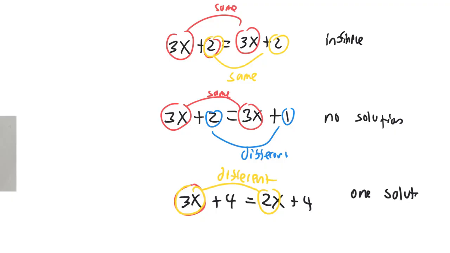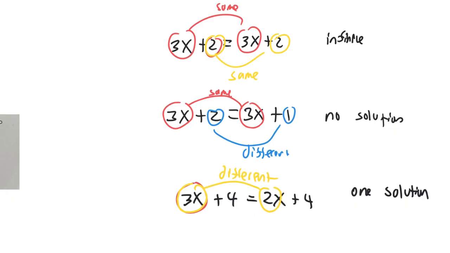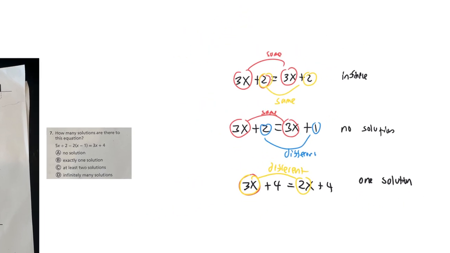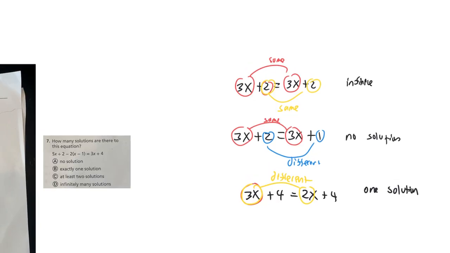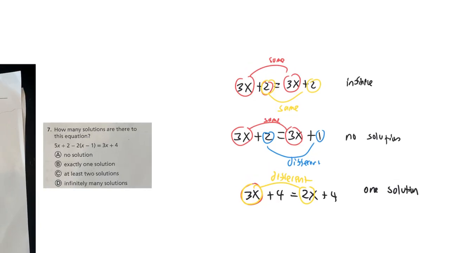Now you might be wondering, when it's one solution, what about the constants? Well, they could be the same or different. It actually doesn't matter. The moment you see that the X terms on both sides of the equal sign are different, you know it's going to be one solution. So, in my opinion, that's like the best information to know for this one.